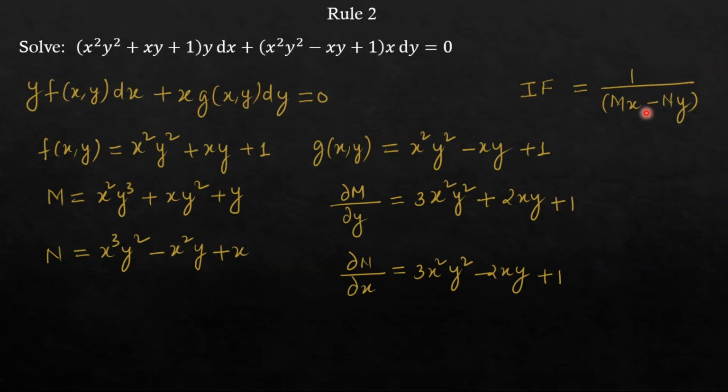So the integrating factor will be 1 upon Mx minus Ny. For that, let us check whether Mx minus Ny is 0 or not. It should not be 0, otherwise the integrating factor will go to infinity.